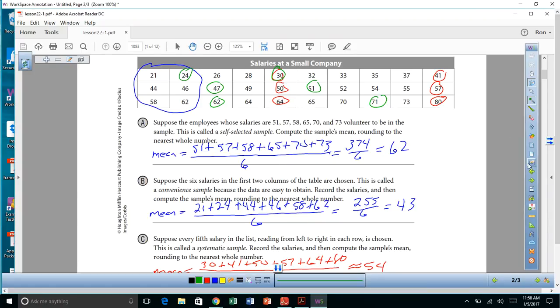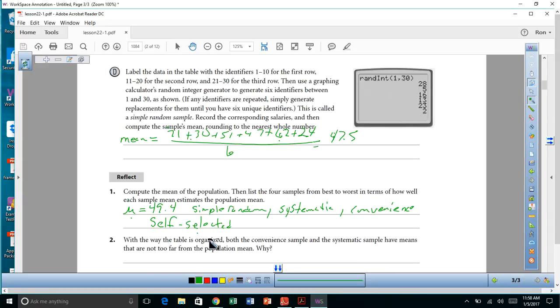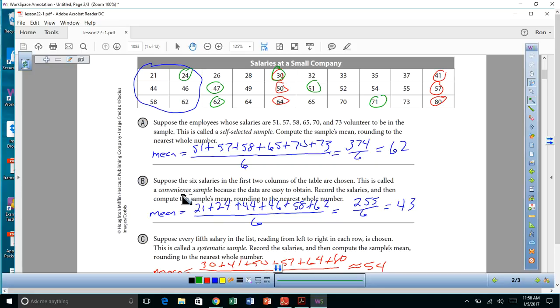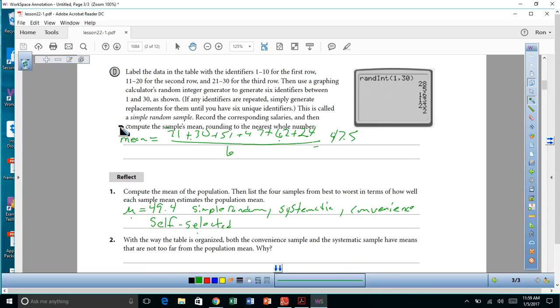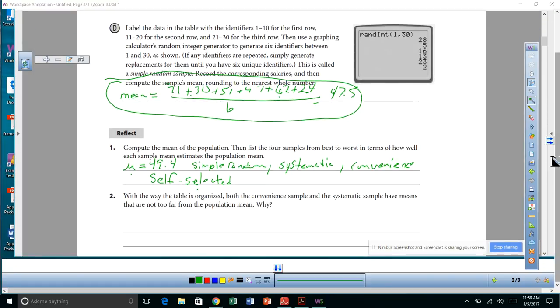And then what was the other one? The systematic sample. We took every fifth one. So notice here we got at 1/6, at 2/6, at 3/6, at 4/6, at 5/6, and so that's why they actually did pretty well. But the one that got the closest really was the simple random. And it does that every single time.